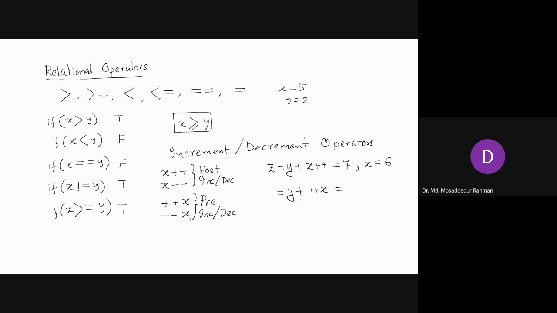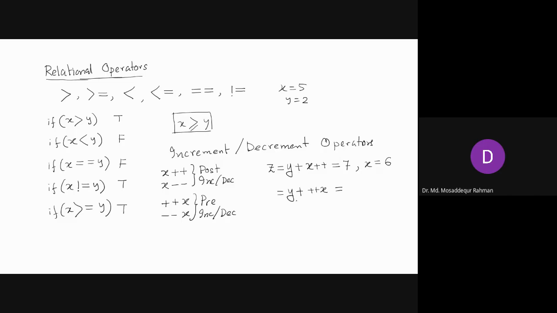In the second case, it is, sorry? This is post increment, no? Post increment. It will do the addition first. First, it will do the addition, then it will increase the value of x.